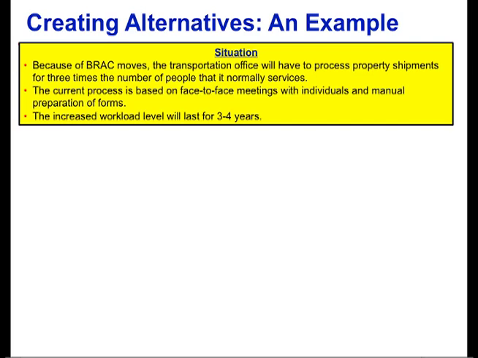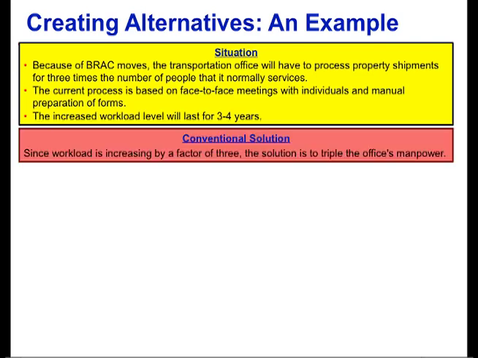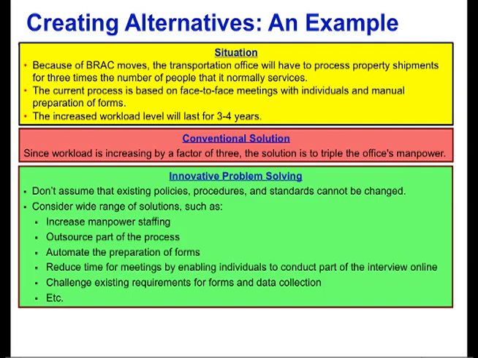Well, the conventional non-creative solution is to, since the workload is increasing by a factor of 3, then simply triple the office's manpower. 3 times the workload will give you 3 times the manpower. But that may not be the best solution, right? In particular, don't assume that all of the existing policies, business practices, procedures, regulations can't be changed, right? Yes, maybe if they don't change what they're doing and it's very labor intensive, you do have to increase manpower staffing, right? So it's got to be one of the solutions.